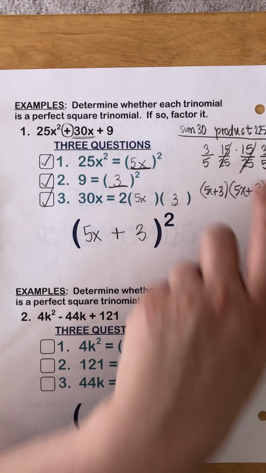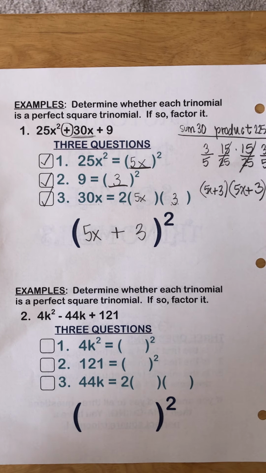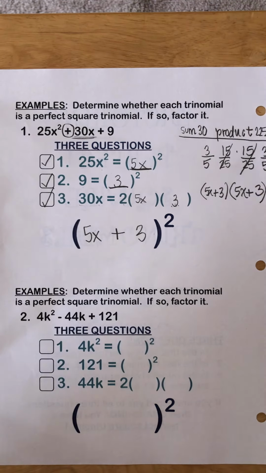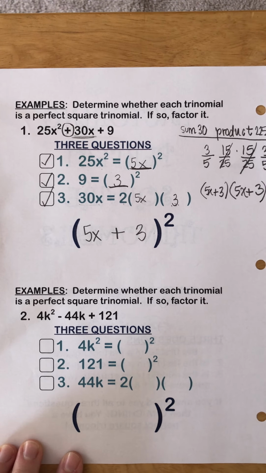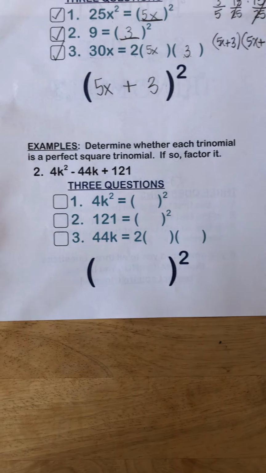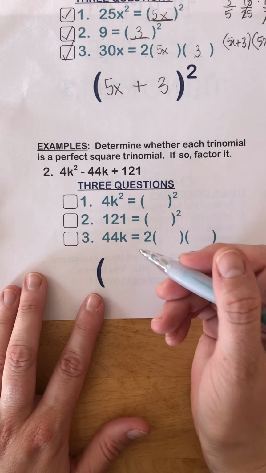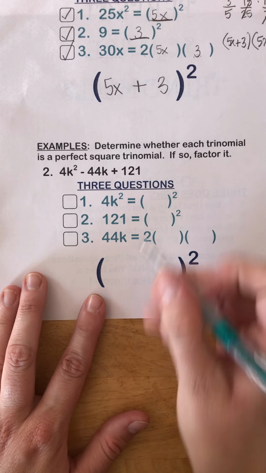Now, some of you could probably do it in your head quickly like I can, and if you can do that, that's awesome. But if not, this is also a good alternative. It's looking to see if it is a perfect square trinomial. Okay, so next one. Question number 1. Is the first term a perfect square? What could you square to get 4k squared?